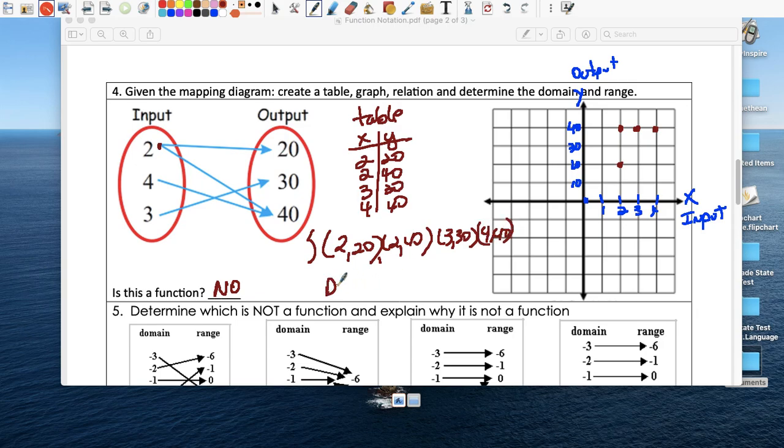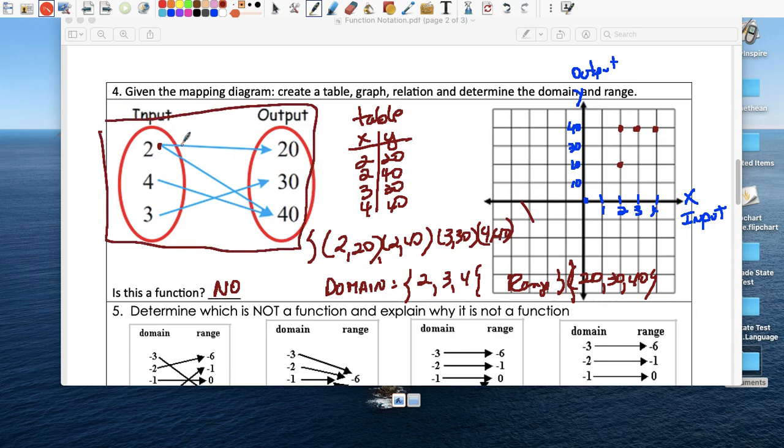What's our domain? Domain are your x values, 2, 3, and 4. What's our range? The range is our y values, which is 20, 30, 40. Okay, so is this a function? No, because we can clearly see from here that when you press on 2, you actually get 40 and you get 20. You can't have two outputs for the same input.